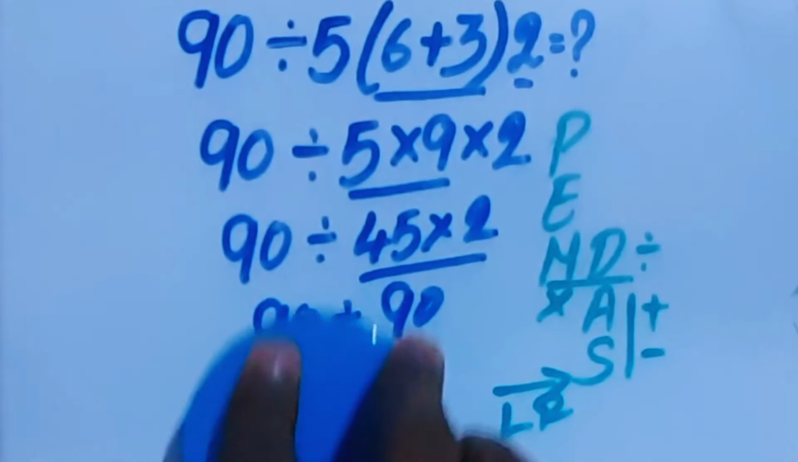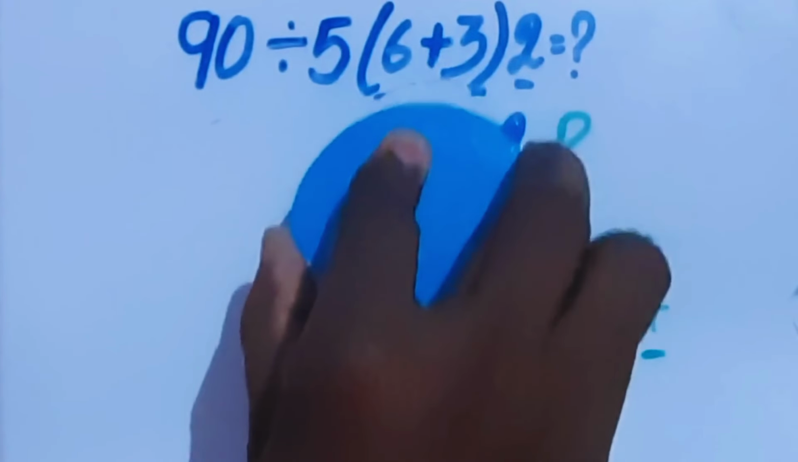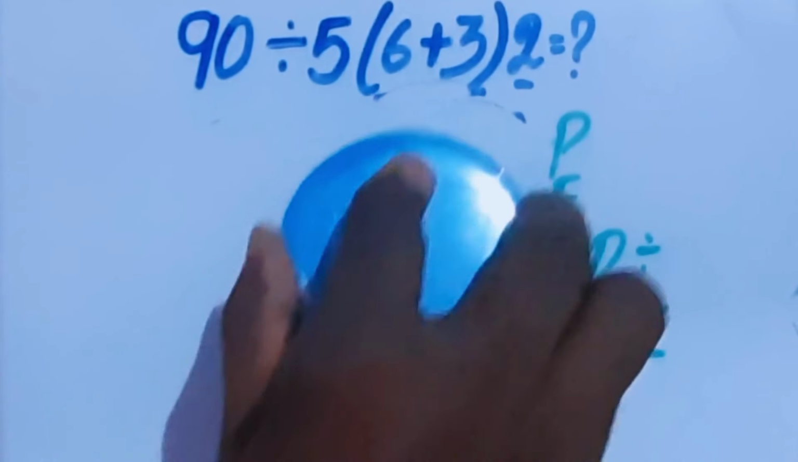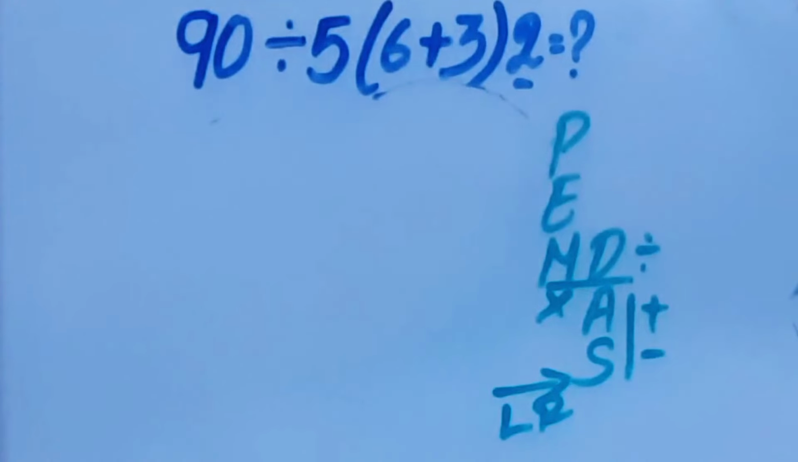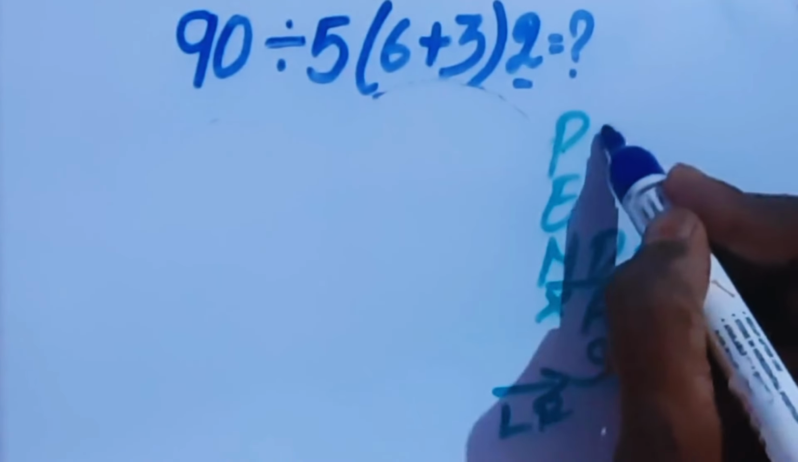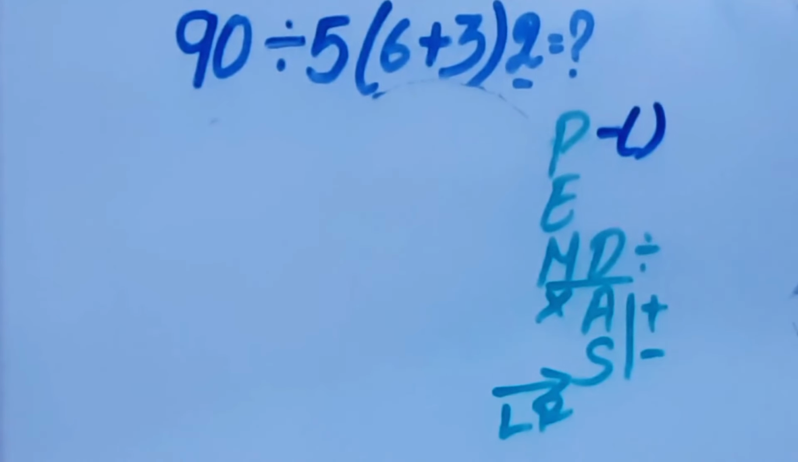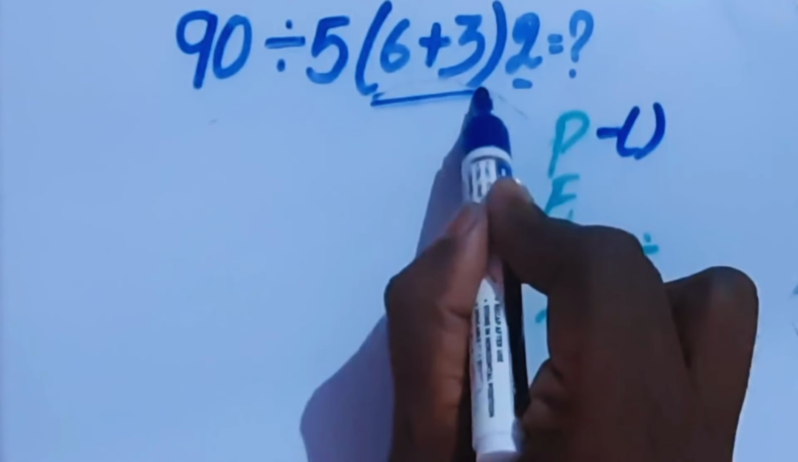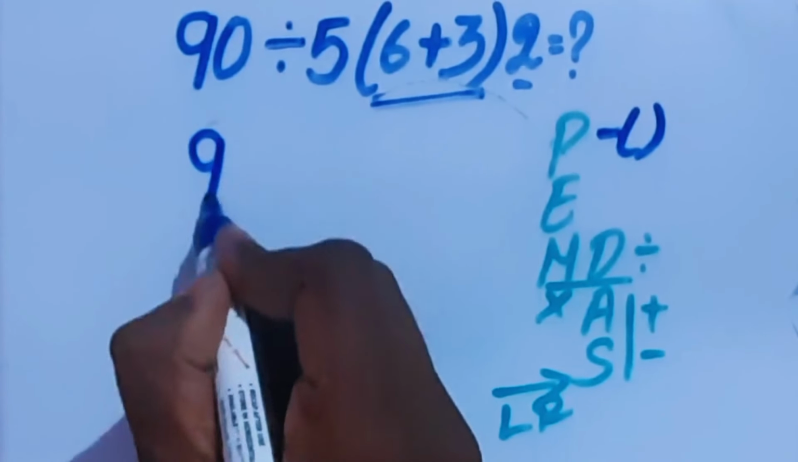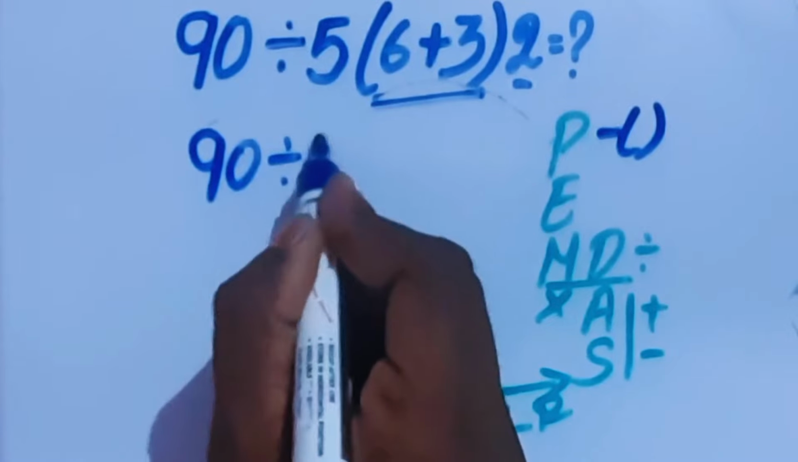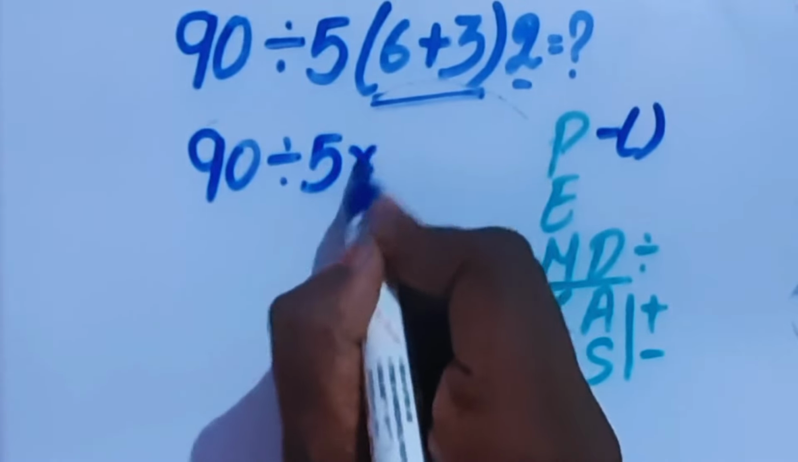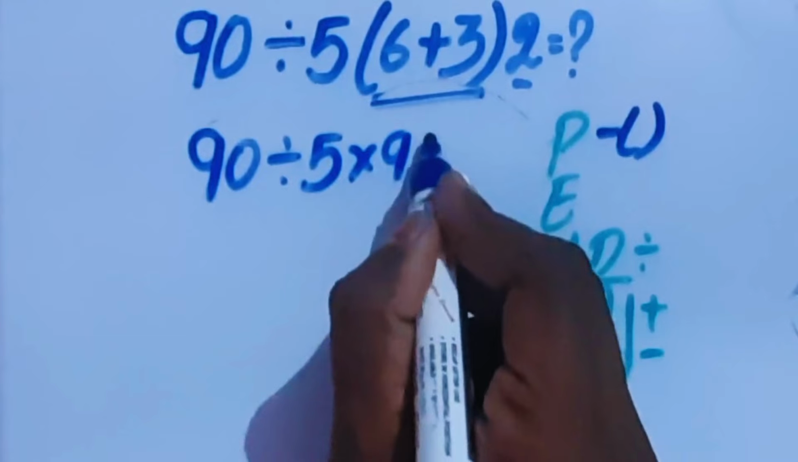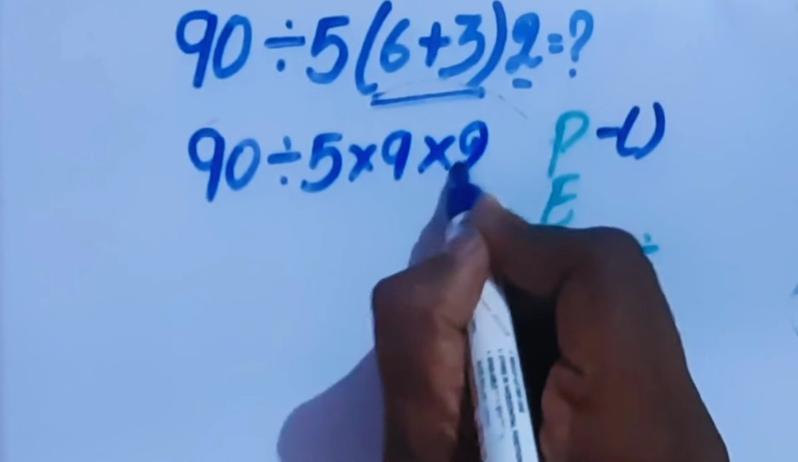Now we are going to do this problem the correct way by using this order of operations, PEMDAS. As per PEMDAS, brackets are higher priority, so we have to do this bracket first. So 90 divided by 5 times this 9 times 2.